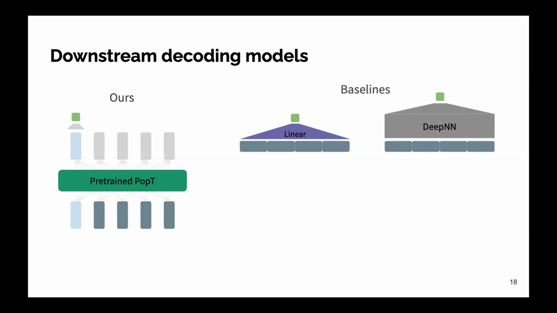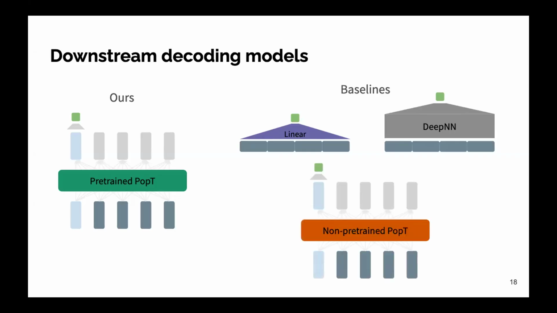Say you wanted to make that nonlinear, sure, we can do that. That's Deep NN. And then we also wanted to make sure that it wasn't just the architecture that is giving us these benefits. And so we also compared with the randomly initialized population transformer architecture. So that's in orange.